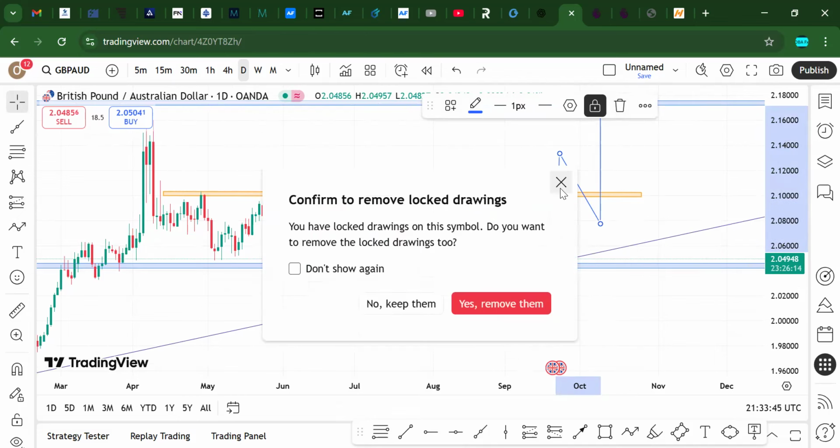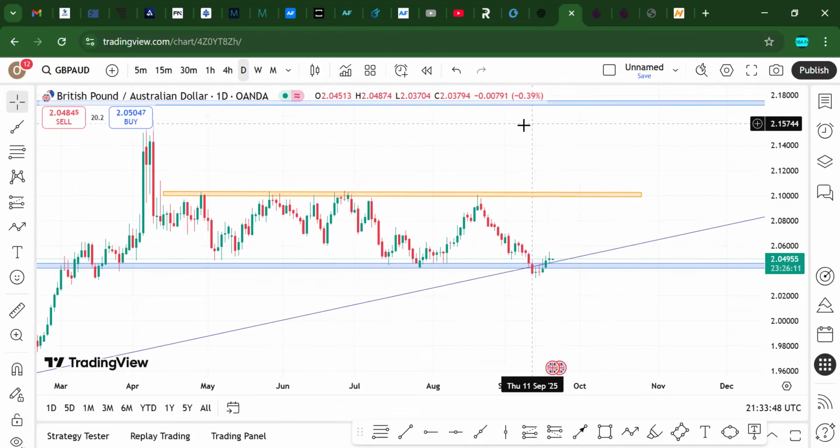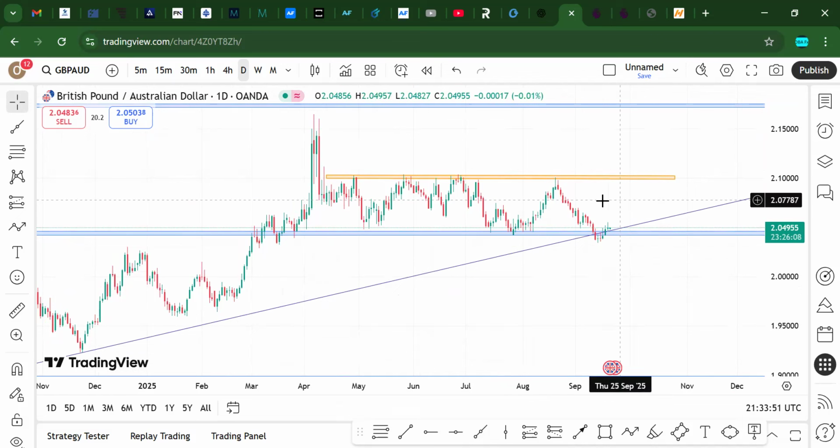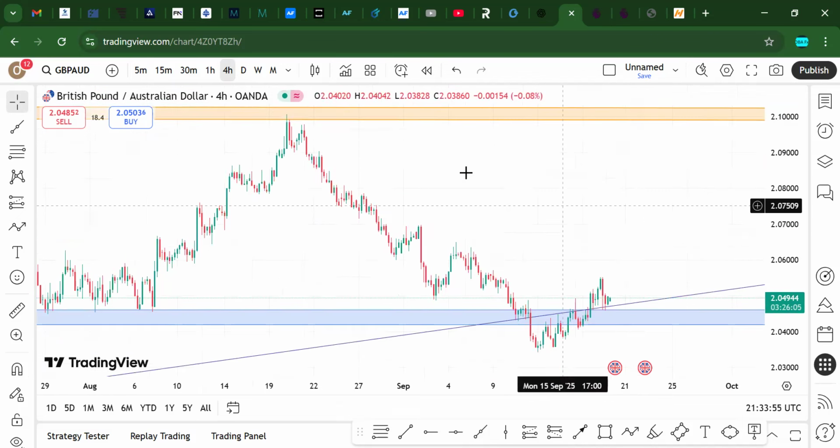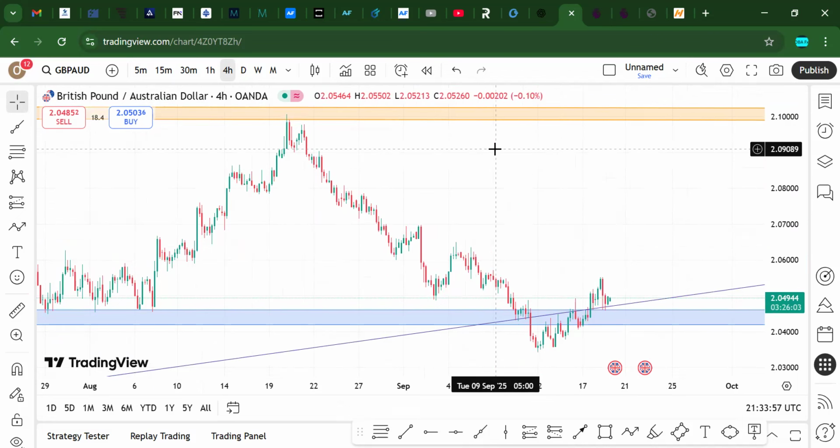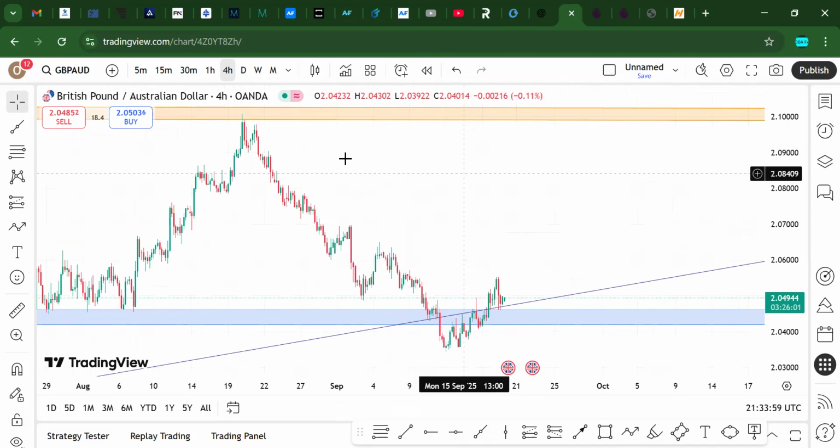The next best thing would be to go towards the entry time frame, which starts from my H4 time frame. And we can see the beautiful setup that we already have.